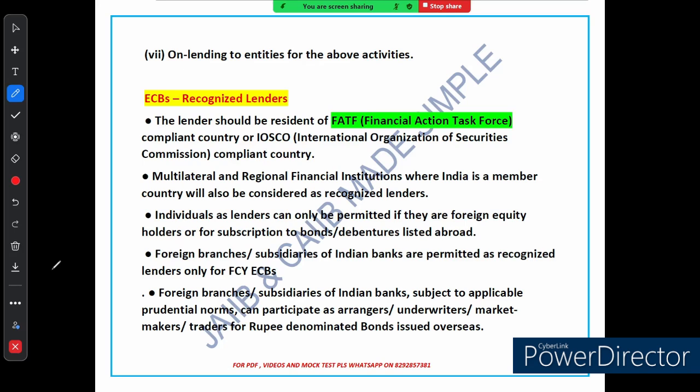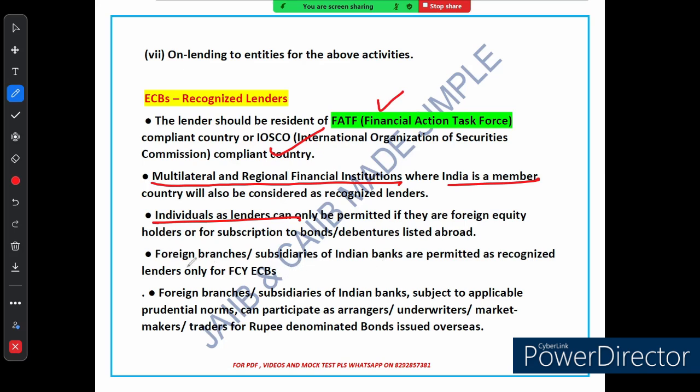So to sum it up, not just anyone can lend money through ECB. Lenders have to meet specific requirements, and most of them come from countries or institutions that follow strict international financial standards. First thing is they should be resident of a FATF or IOSCO compliant country. Either they should be a multilateral and regional financial institution where India is a member, or an individual as a lender can also lend, provided he is a foreign equity holder. So this is also one important condition.